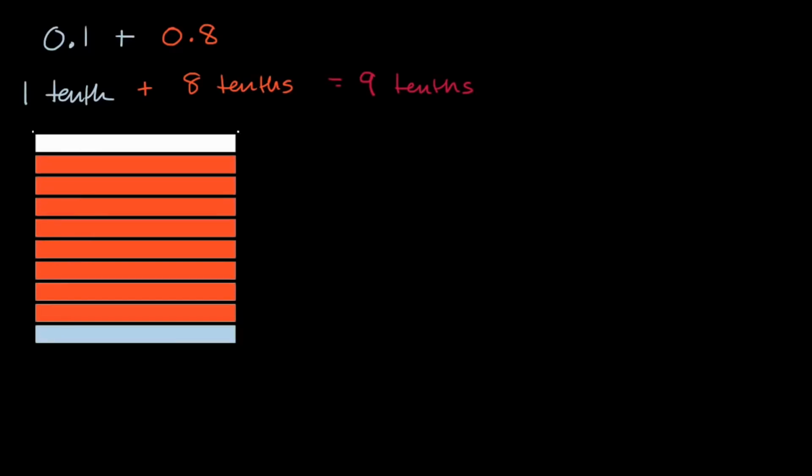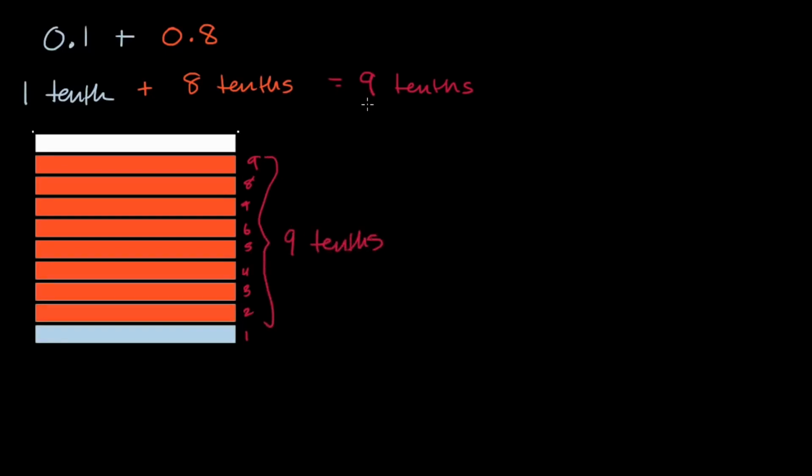And so how many total tenths do I now have? Well, let's just count them up. We have this 1 here. 1, 2, 3, 4, 5, 6, 7, 8, 9. These are really saying the same thing. All of this together is going to be 9 tenths.